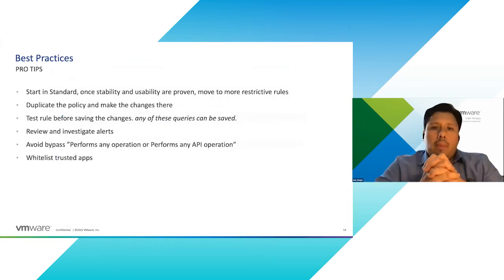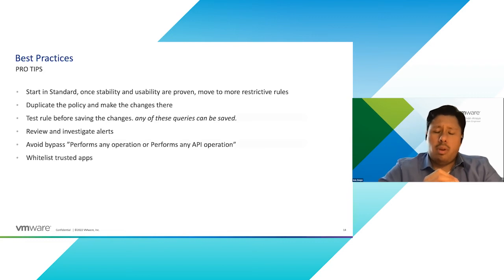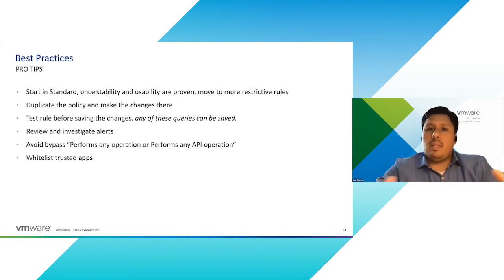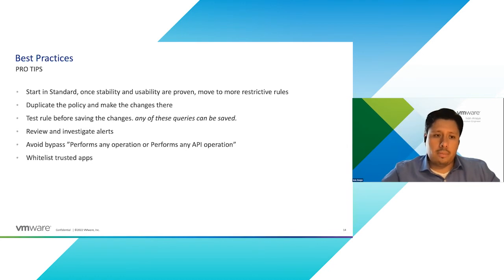Finally, before going with Michael, I want to give you some pro tips. First, and Michael said it at the beginning, simplicity is the best. Start with standard, and when stability and usability are proven, move to more restrictive rules. Make sure not to be very restrictive at the beginning, or you can cause a very bad experience for your end users. We always know that end users are always complaining about security solutions. So let's take it step by step, first make sure that everything is stable, and then we can move to restrictive rules.